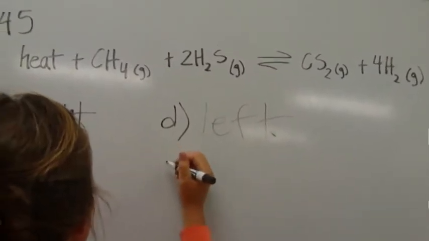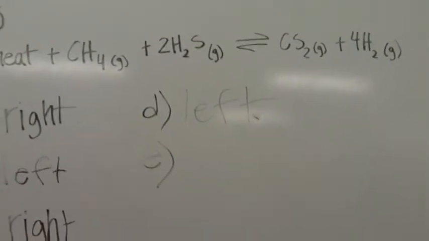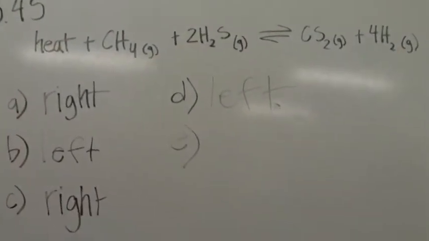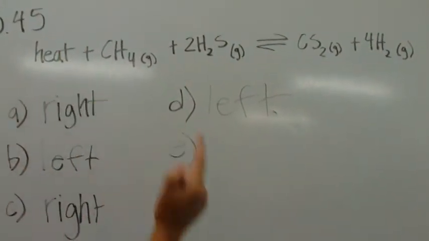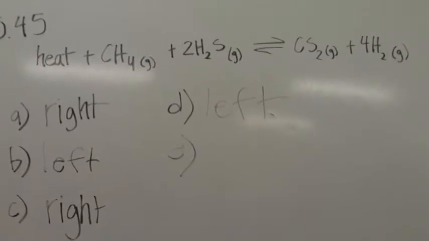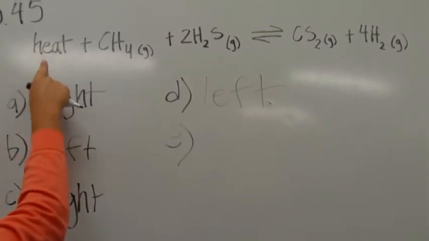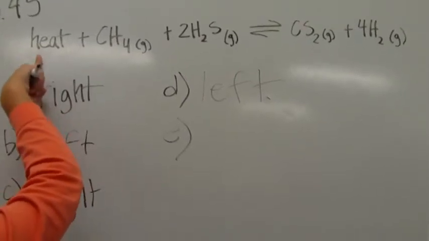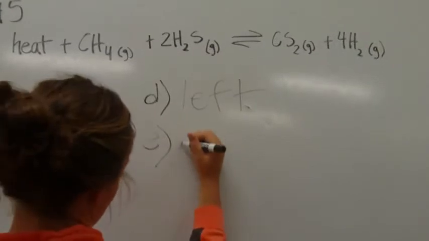A, B, C, D, E. E, if we're increasing the temperature. In this reaction, they tell us that we have heat right here. So we know that we can consider heat as a reactant. And if we're increasing the heat, making more reactant, then the reaction is going to want to have more product. So that's going to drive us to the right.